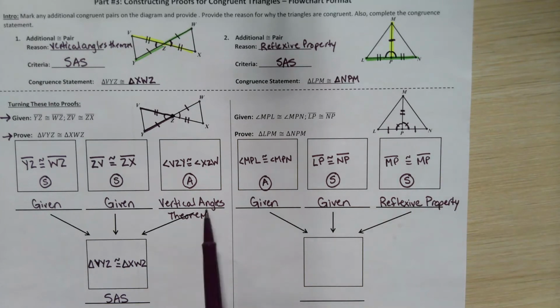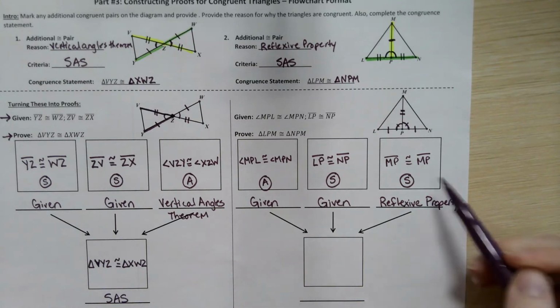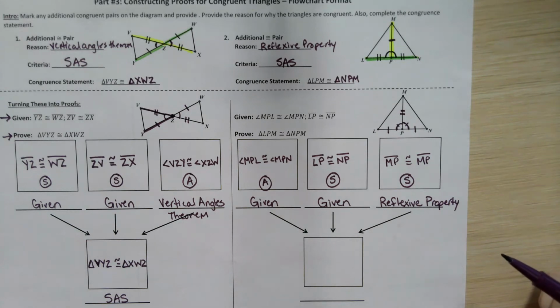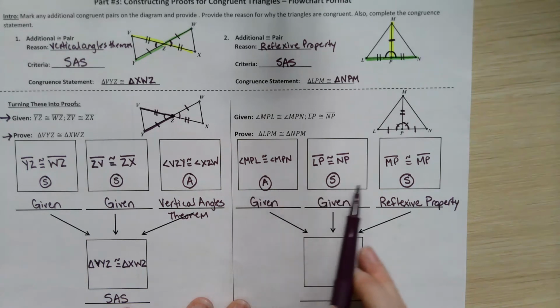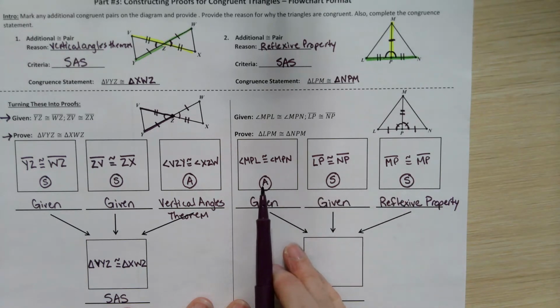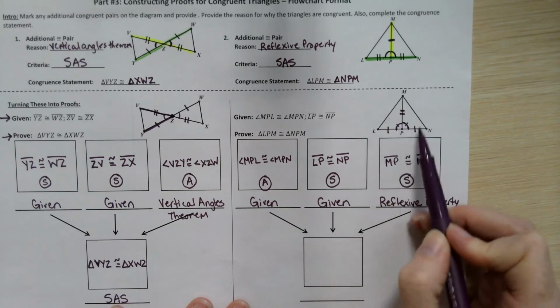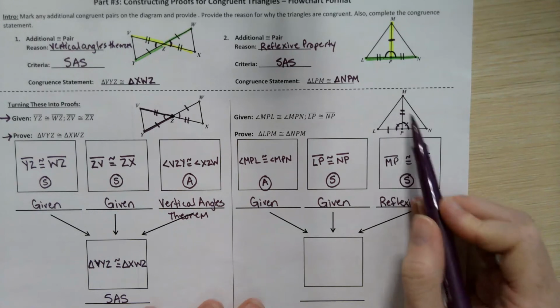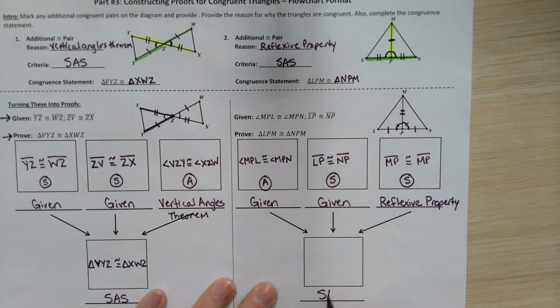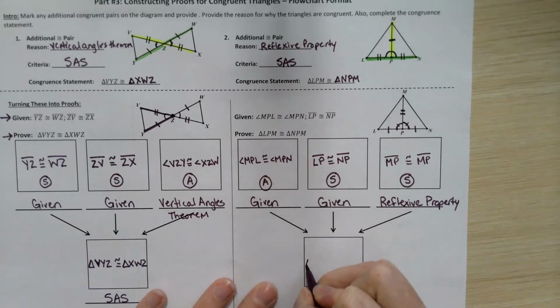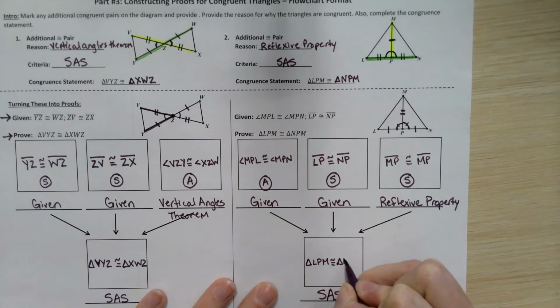Just like over here, we use vertical angles theorem for an extra set of congruent angles. On this one, we're using reflexive property for an extra set of congruent sides. So again, we're not looking at the order of the letters in the proof because angle side side is not even an option. We're looking at the way they show up in the actual diagram. That looks like side, angle, side again. So that would be the reason our proof statement is true. Triangle LPM is congruent to triangle NPM.